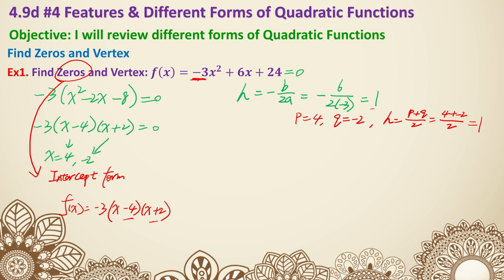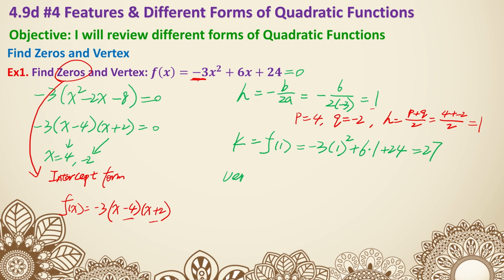And now we can actually plug it in to find the k, which is f of 1, negative 3 in the front, then it's 1 squared plus 6 times 1 plus 24. It's a negative 3 plus 6, which is a positive 3, plus 24, it's 27.